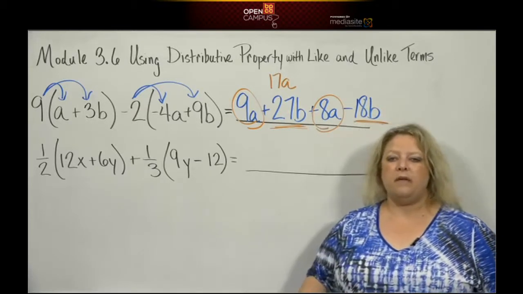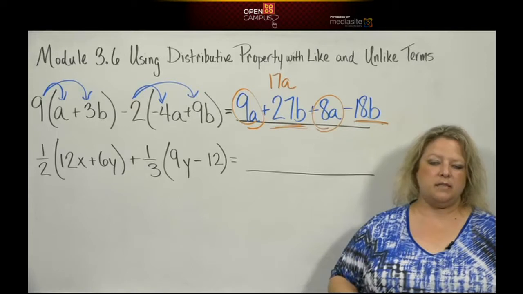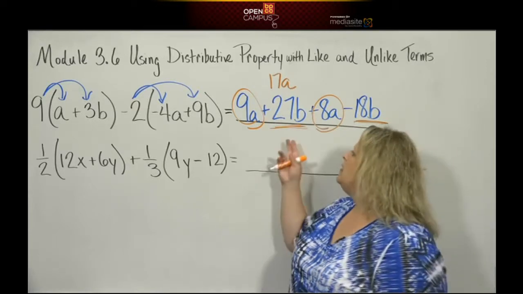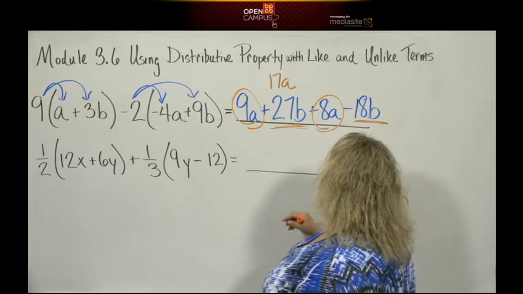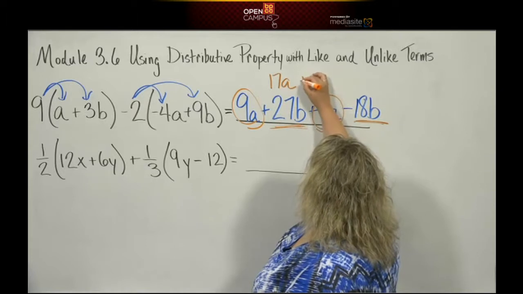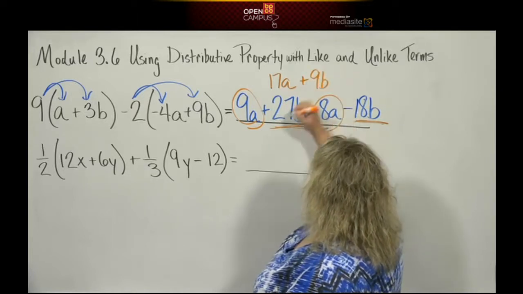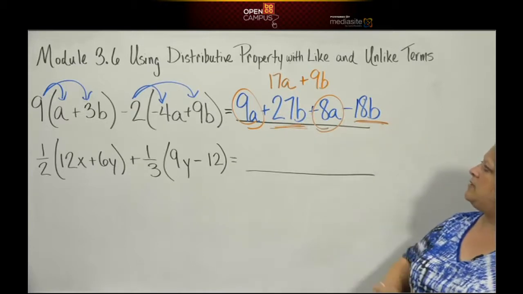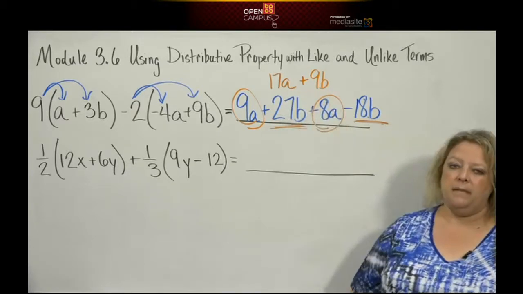Those two have different signs, so I'm going to subtract and take the sign of the bigger number. So when I do that, I get 27 take away 18, and let's see, what is that, 9? Yeah, that's 9, and it's a positive 9 because the 27's bigger. So that is our final answer, 17A plus 9B.